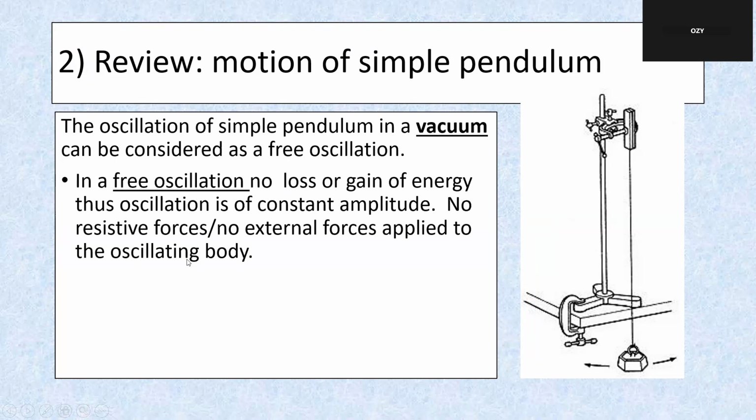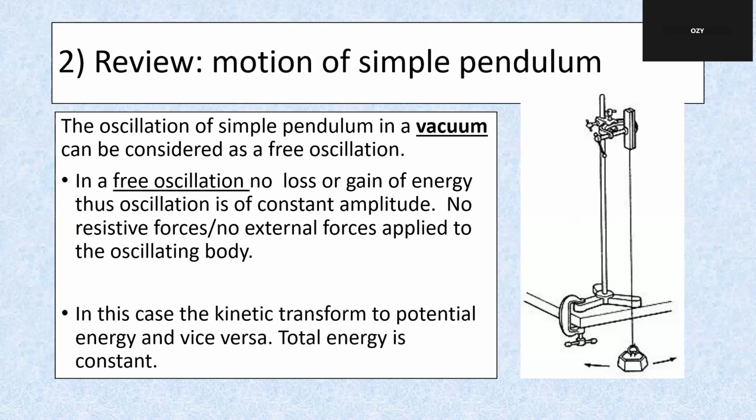After that, we let it go. We don't push it continuously; that's called forced oscillation, with external forces. There's no air resistance in the vacuum. In this case, the kinetic energy transforms to potential energy and vice versa. Total energy is constant. When we say total energy, in this case, we mean kinetic plus potential energy.